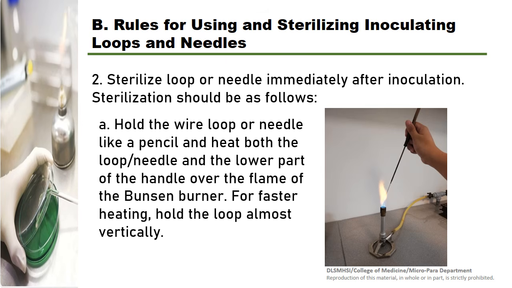Now you heat both the loop or needle and the lower part of the handle over the Bunsen burner flame. So when we are working with a Bunsen burner, remember we always use the blue flame. The Bunsen burner flame also creates an air convection current which keeps away any organisms that are suspended in dust particles. So it somehow provides protection or a shield within your immediate working area.